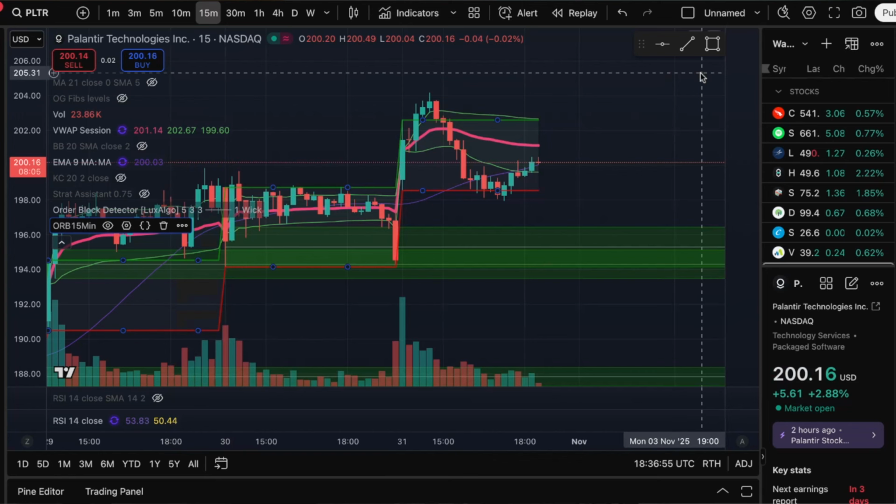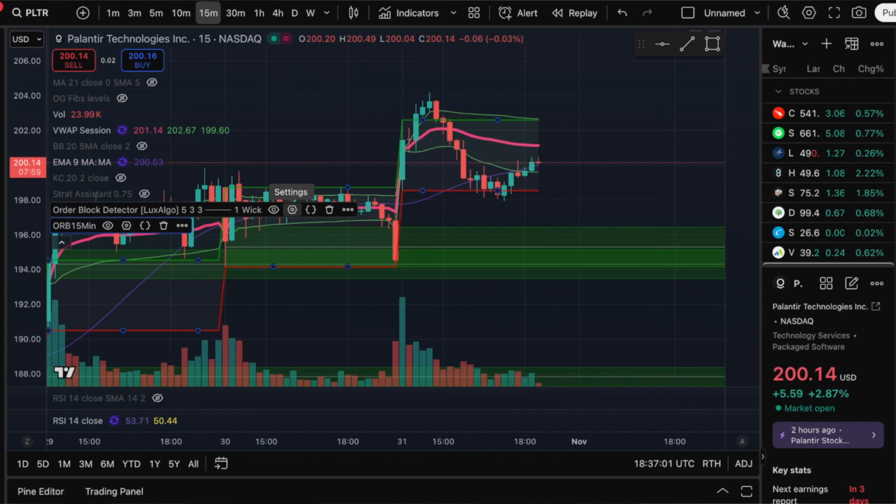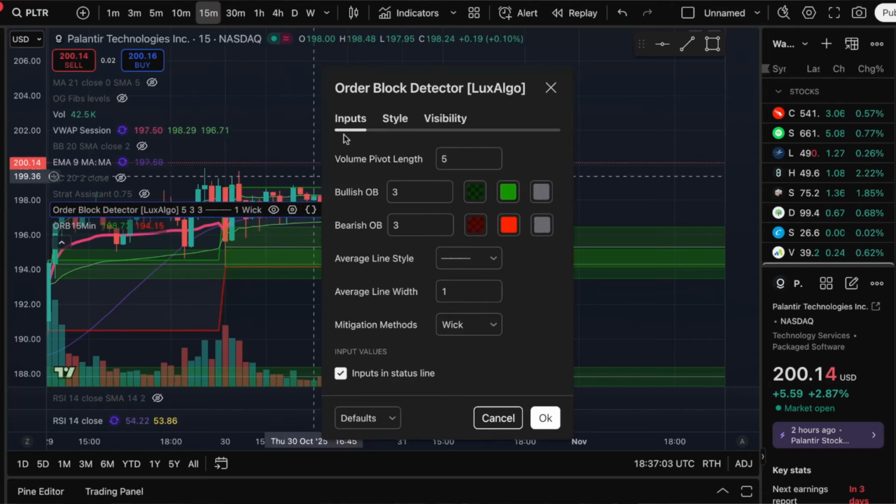I already have it, so I'm not going to click it, but I am going to go into the settings of it, right? I've got Order Block Detector, Lux Algo. I'm going to click settings and go to input. Right down here, I've already made the adjustment. Where it says mitigation methods, this is really important. You want to choose wick.